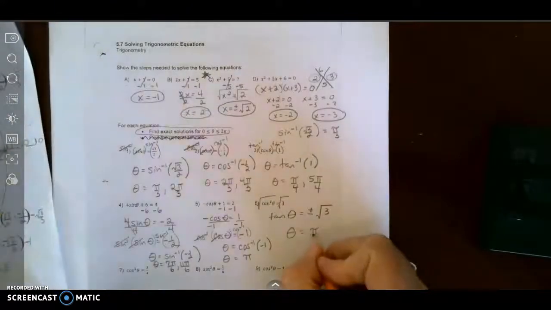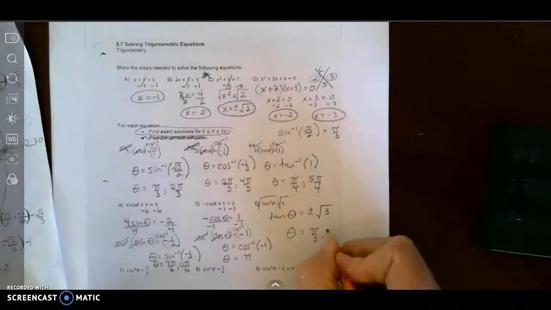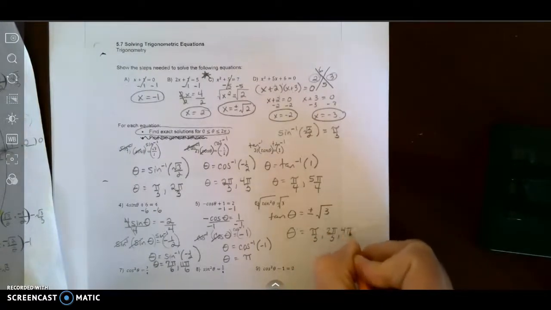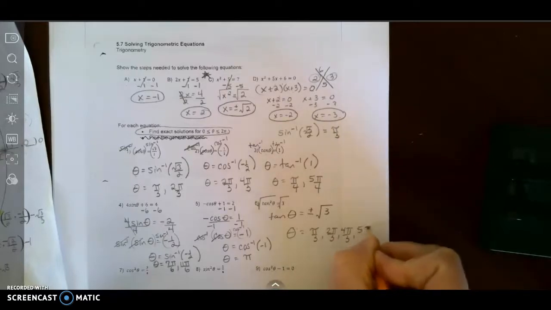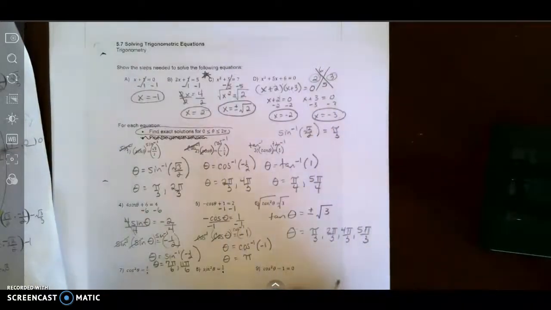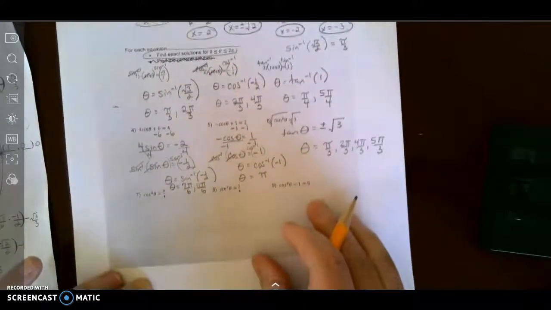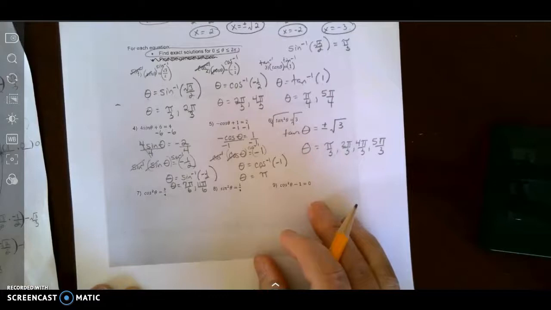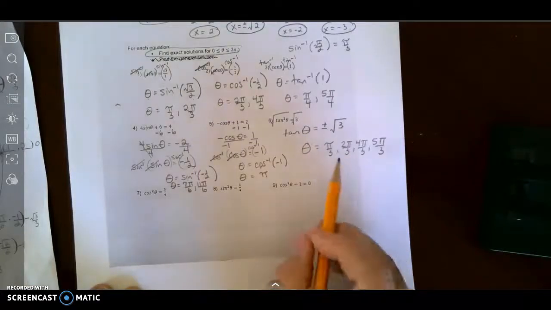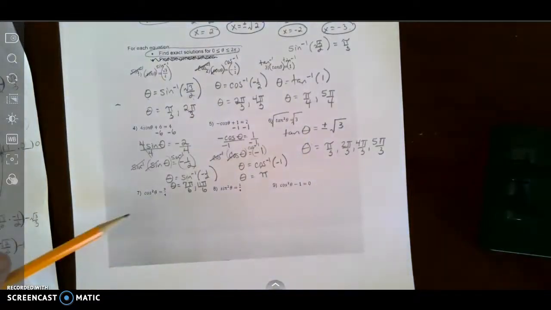So pi over 3, 2 pi over 3, 4 pi over 3, and 5 pi over 3. My entire pi over 3 family. Let's go to number 7. I don't know if we'll be able to finish it. I think we're going to stop right there, and I'll pick up with 7 in the next video.